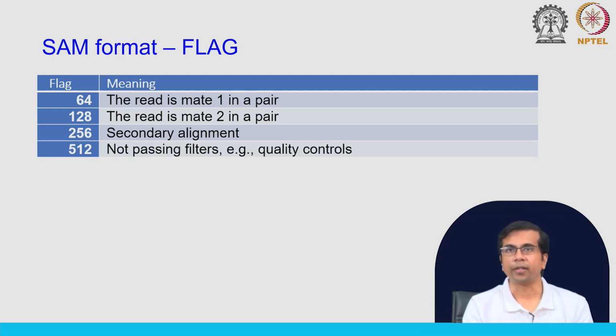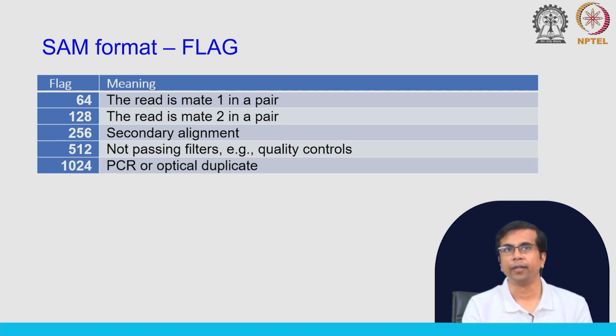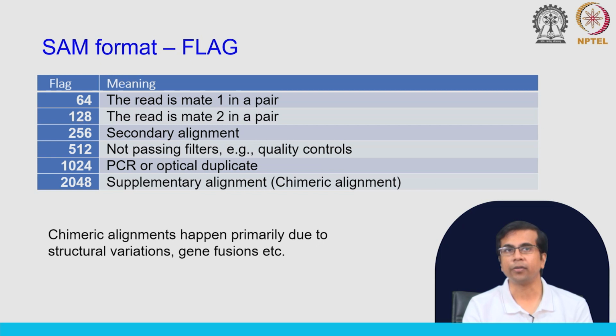Then you have 512, there is some sort of quality filtering or this read is not passing the quality control check. Then you have 1024, which means this is a duplicate, PCR or optical duplicate. We have described what is PCR duplicate or what is optical duplicate. Then you have 2048, it means there is a supplementary alignment or chimeric alignment. These chimeric alignments happen primarily due to structural variation or gene fusions. If you imagine, let us say 2 chromosomes are fused, one part of the read will map to, let us say, chromosome 1, the other part of the read will map to chromosome 10. If that kind of situation happens, then you will get this flag 2048.